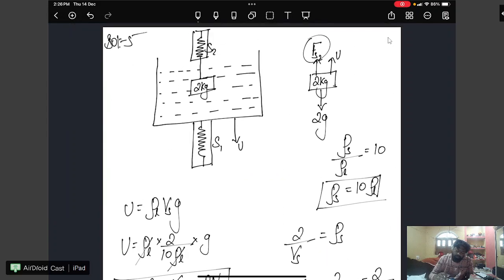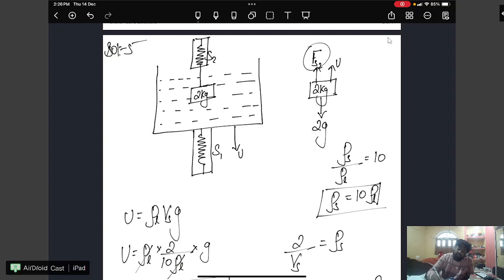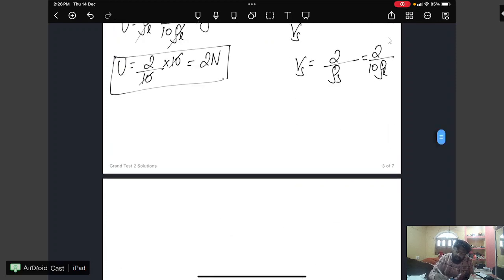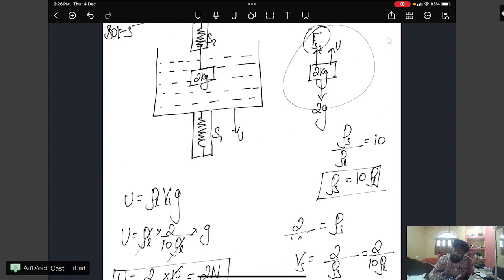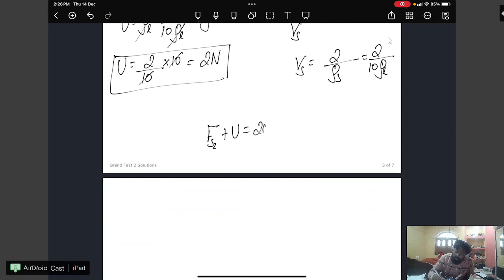Now we'll discuss the free body diagram. Two forces are acting upward, Fs2 plus upthrust, equal to the one force acting downward, 2 into g. It is in equilibrium, I am assuming, equal to 20. Now Fs2, the force on S2, will be 20 minus upthrust 2 Newton, which is 18 Newton. Means the reading on the scale of spring 2 will be 18 Newton.